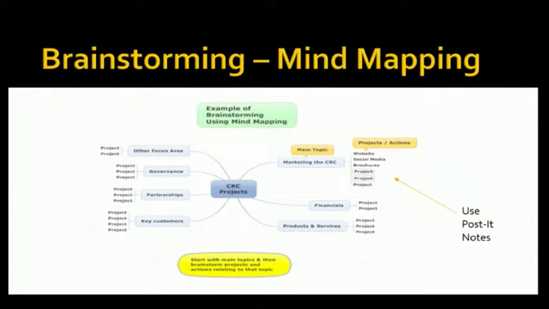So the great thing about mind mapping is because it's very visual, and because you're looking at a lot of things at the same time, it stimulates a lot of ideas around the group. So people really start to come up with things that you wouldn't otherwise have thought of. And then turn those, like for marketing the CRC, the ideas and actions that came up from that, put them all on post-it notes.